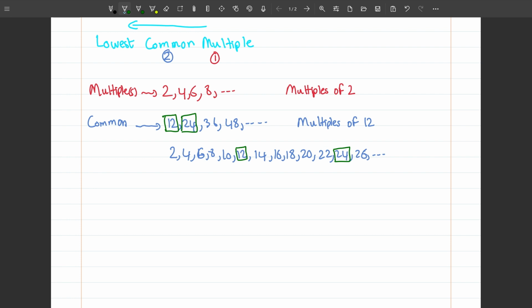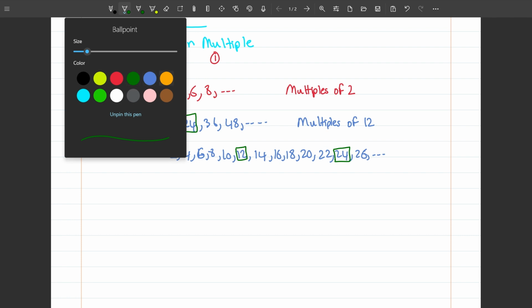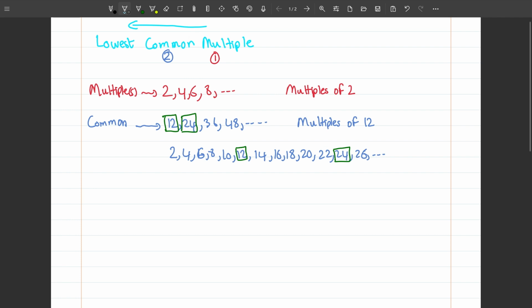So the idea is that I'm not talking about any common multiple, but rather the lowest one. Lowest, and that's the third and last part: lowest common multiple. So if I want to talk about the lowest common multiple between 2 and 12, I will say 12. 12 is the lowest common multiple.